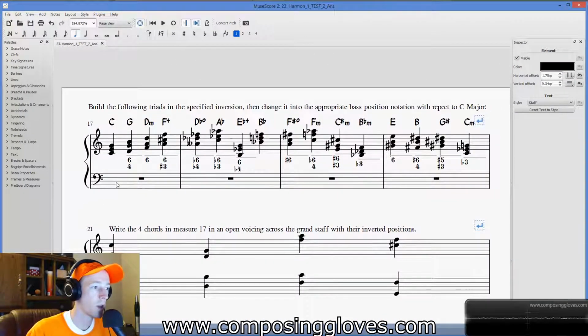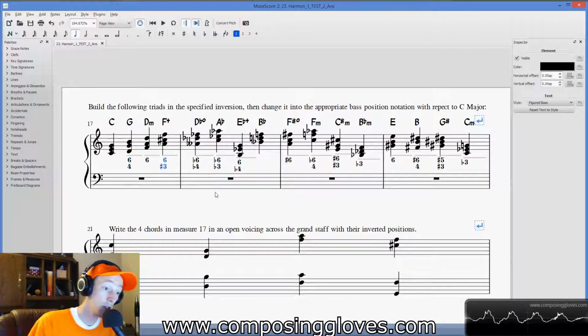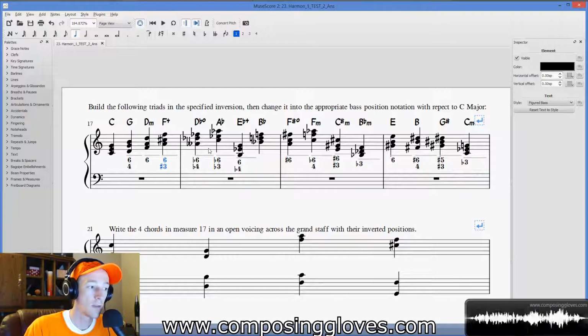Okay, so here is the figure bass, and the figure bass here is a little tricky in that you've got to make sure you note all the correct flats and sharps and the triads. So some of you may have spent a fair amount of time.